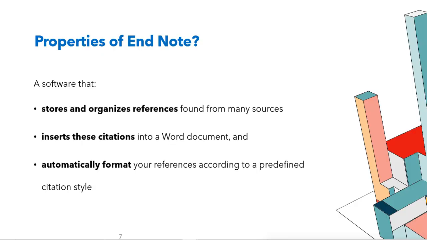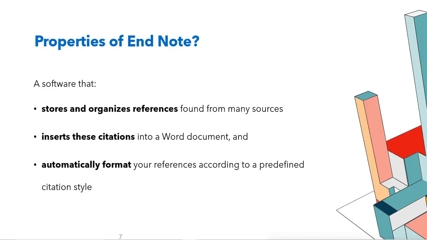What are the properties of EndNote? EndNote is a software that stores and organizes references found from many resources such as Google Scholar, Scopus, Web of Science, and other scientific resources. It helps to insert the citation into Word documents, PowerPoint, and other Microsoft tools. It also automatically formats your references according to a predefined citation style.